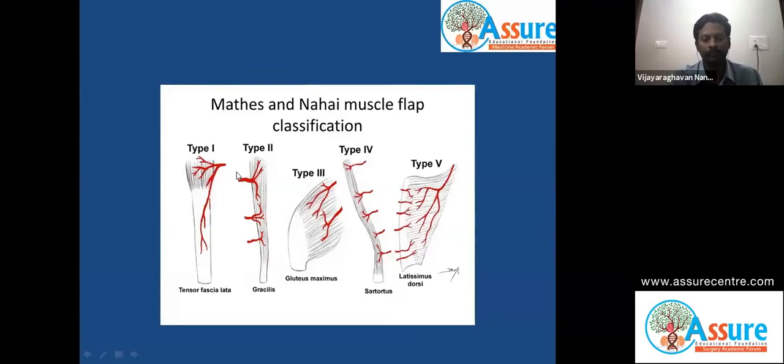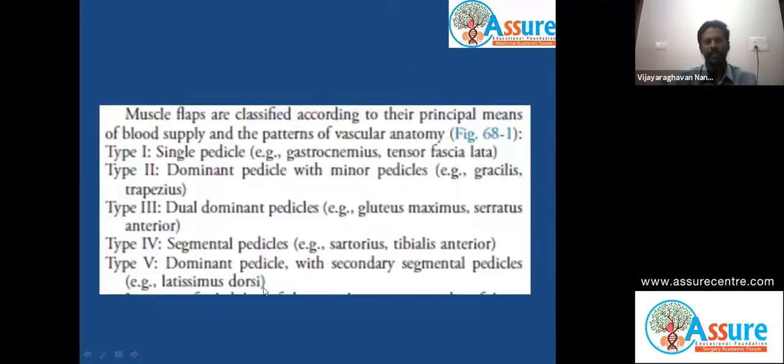Okay, this is only one, and type 3 is 2, type 4 is multiple. So there's no confusion about type 1, 3 and 4. So 1, 2, multiple. Okay, so the difference comes in type 2 and type 5. You just need to mark up the muscles which are coming in this type. You need not read all the muscles, like what type of muscle teres major is. What are the flaps which are commonly done? Those muscles, if you know, it is enough.